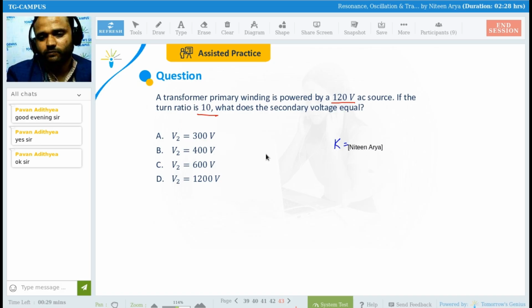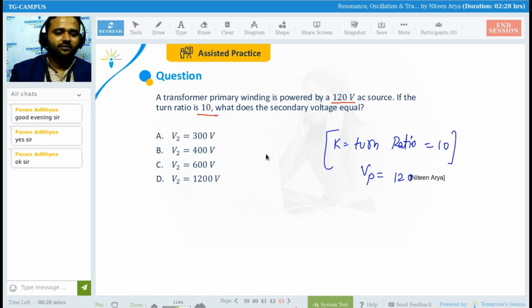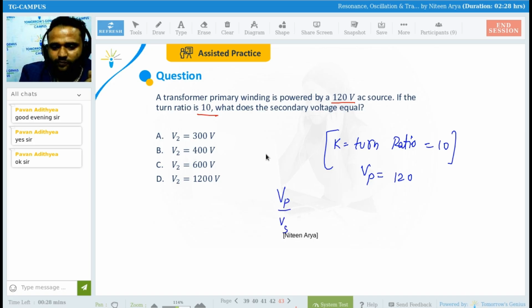So here K is given. Turn ratio, which is 10. And what is given? Primary voltage, VP, 120. Exactly. See how easy it is. Clear, everyone? Is this clear to you? Turn ratio is given, primary is given, and we know always and always VP upon VS, which is turn ratio, is always going to be in this way, NP by NS.